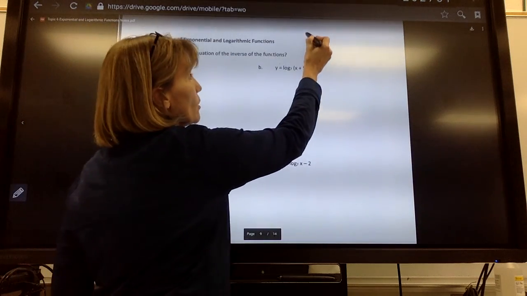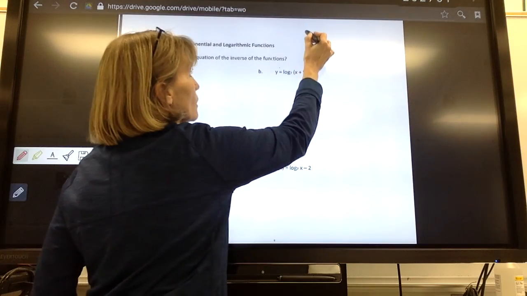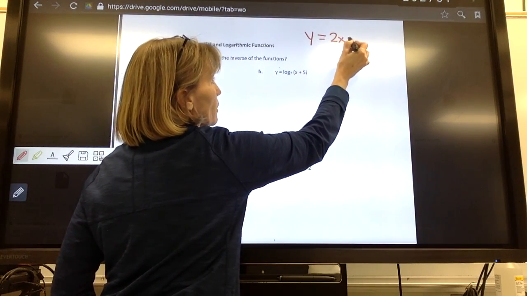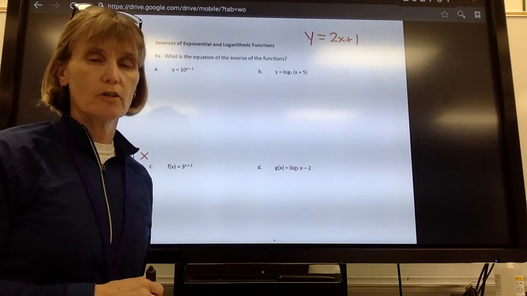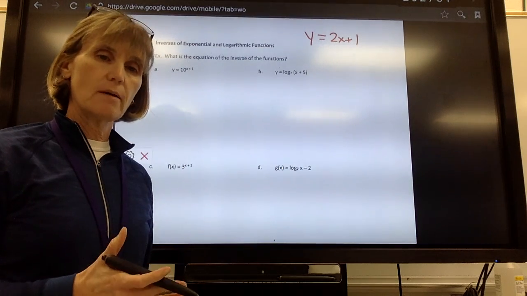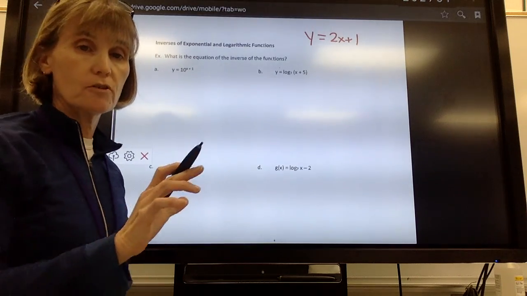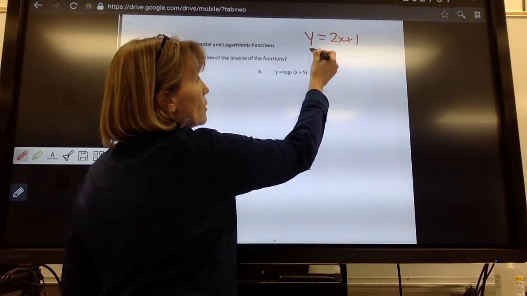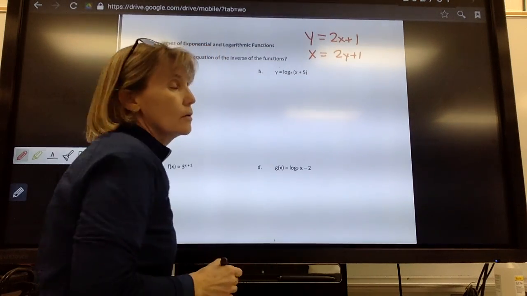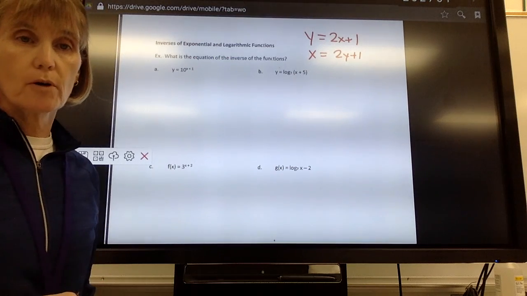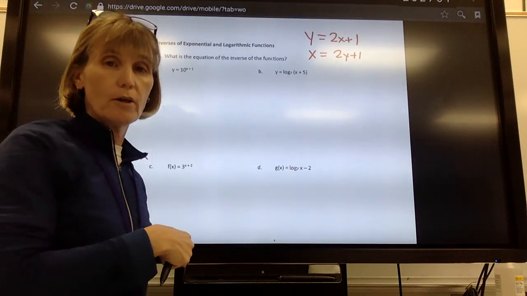If I had given you an equation like y equals 2x plus 1, in the first semester we looked at how to find the inverse of that equation. What were the steps? Well, the first step was to flip where x and y are located. So we put x equals 2y plus 1. Then we solved the equation for y.